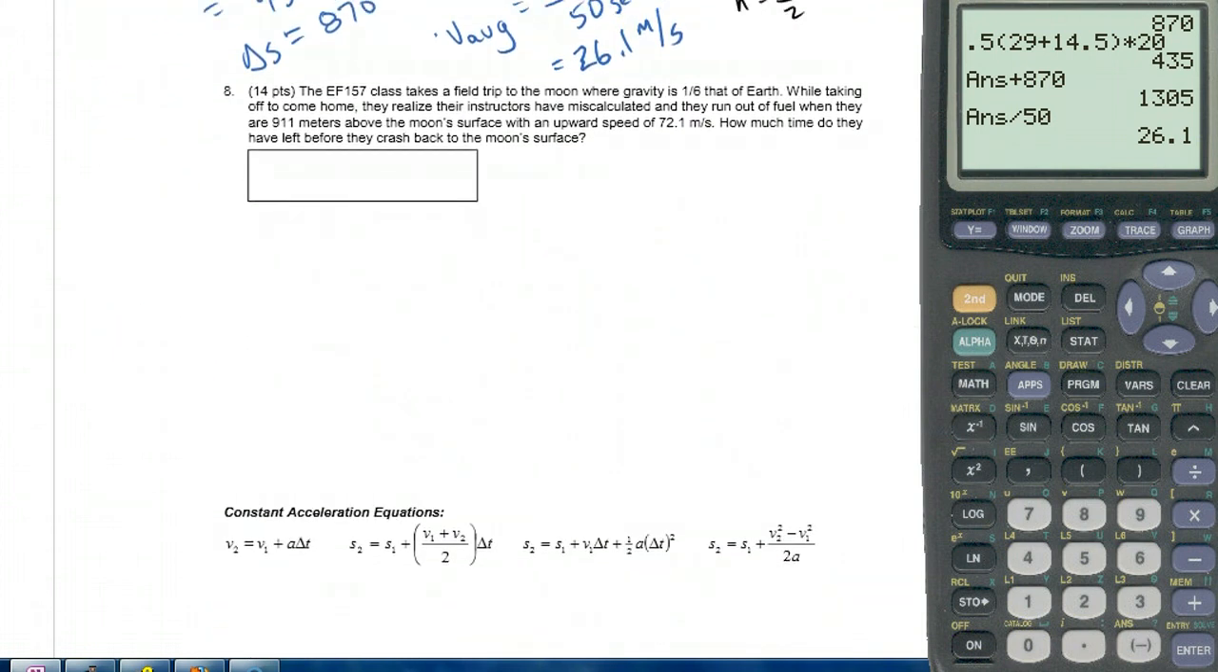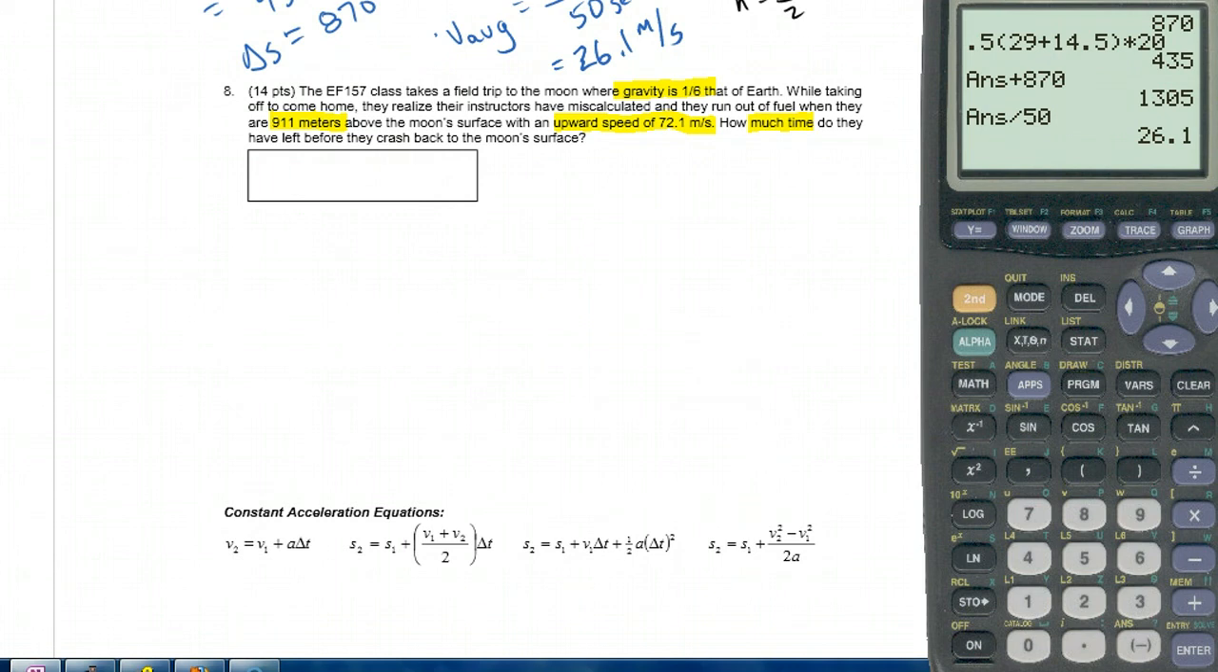Alright, EF-157 class, field trip to the moon, 1/6 gravity of Earth. They ran out of fuel when they were 911 meters above the moon's surface and upward speed of 72.1. How much time do they have left before they crash back to the moon's surface? So a lot of words here. The key is to find the important things. So there's upward speed. They're at 911 meters. We want to find how much time. And let's see, gravity's 1/6 of Earth.